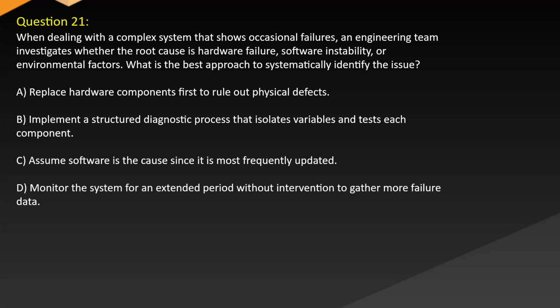Question 21. When dealing with a complex system that shows occasional failures, an engineering team investigates whether the root cause is hardware failure, software instability, or environmental factors. What is the best approach to systematically identify the issue? A. Replace hardware components first to rule out physical defects. B. Implement a structured diagnostic process that isolates variables and tests each component. C. Assume software is the cause since it is most frequently updated. D. Monitor the system for an extended period without intervention to gather more failure data.